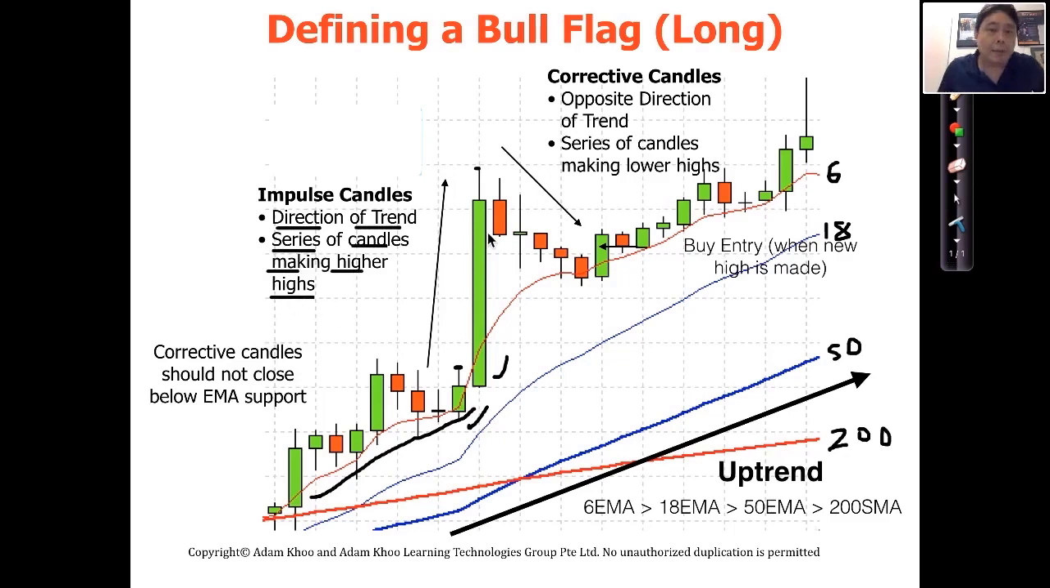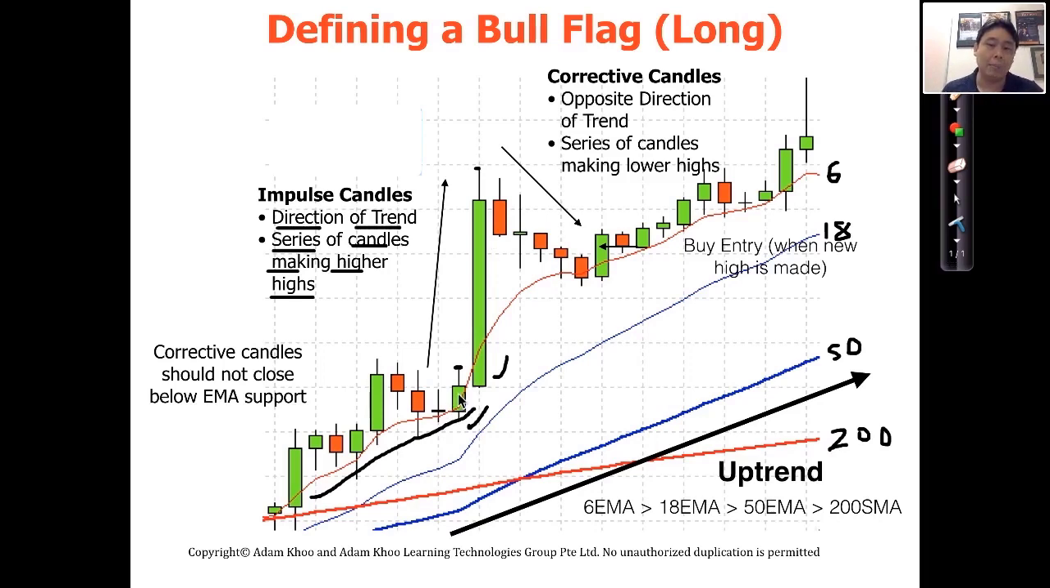Now, oftentimes, the impulsive candles are bullish candles. They're green candles. Now, must they be green? Not necessarily. They could also have some red candles inside of them. You could have red candles, but most of the time they are green candles because they're going up. But again, you could have one red candle or two.